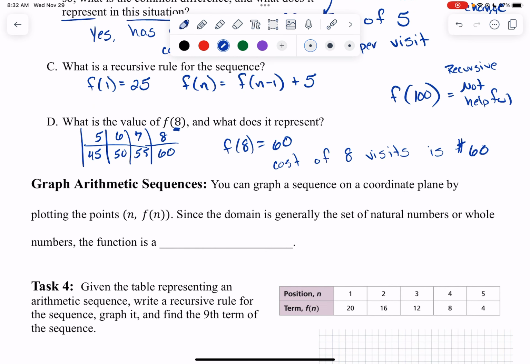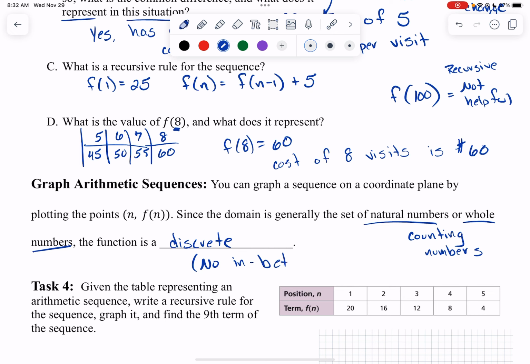We can actually graph arithmetic sequences. You can graph a sequence on a coordinate plane by plotting the numbers. But since the domain is generally the set of natural numbers or whole numbers, or what we call our counting numbers, the function is discrete, aka no in-betweens. So with the graph, don't connect the dots, because we can't include the numbers in between.